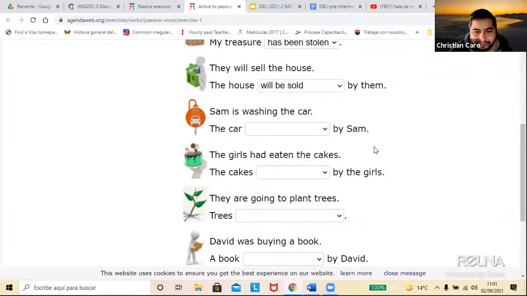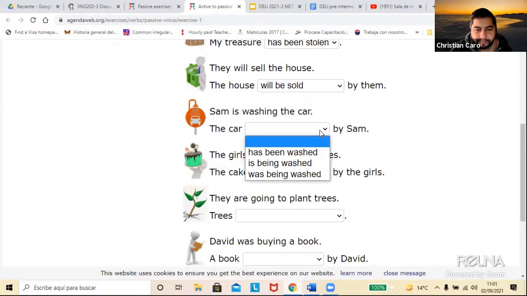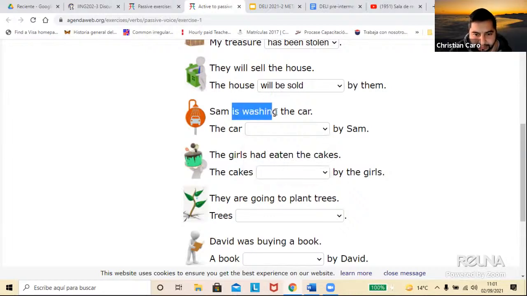¿Qué más? Sam is washing the car. All right. Options: the car has been washed, the car is being washed, or the car was being washed. Entonces, primero tenemos que fijarnos en el tense de la active voice, que sería is washing, which is, ¿qué tiempo es este? ¿Qué tiempo es el is washing? ¿Alguien sabe?